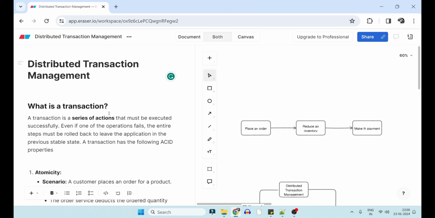To start with, let's see what a transaction is. A transaction is a series of actions that must be executed. If even one of the operations fails, the complete transaction must be rolled back. A transaction is something which follows the ACID properties.